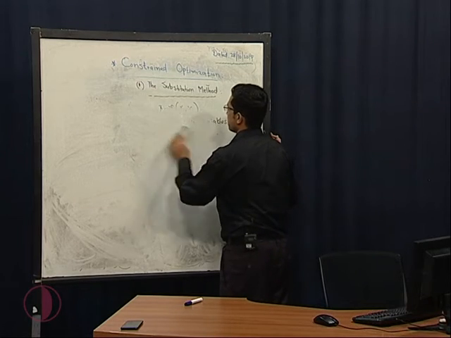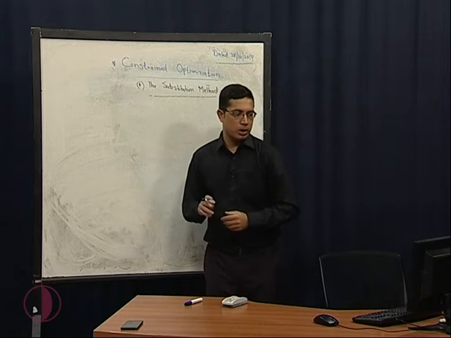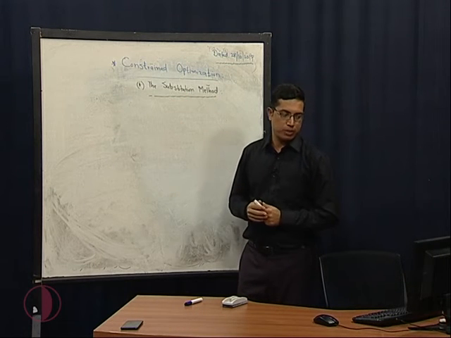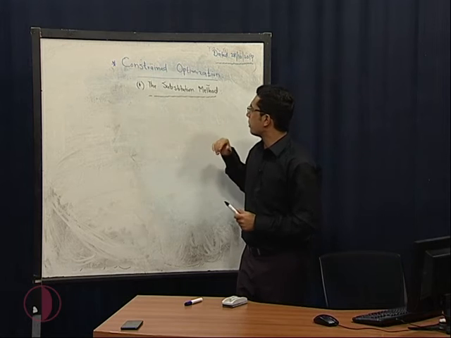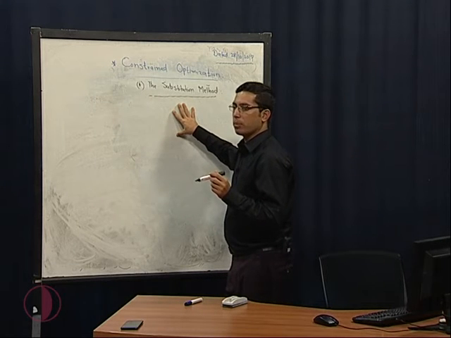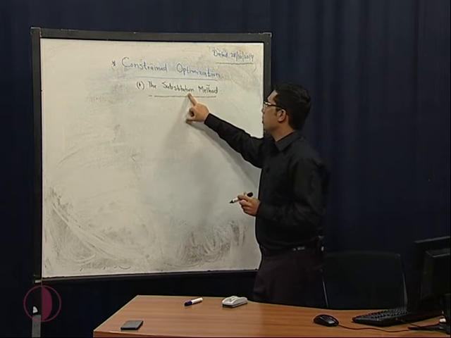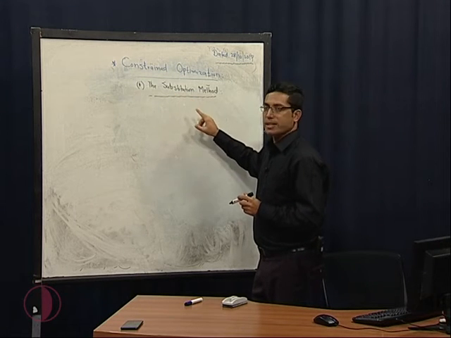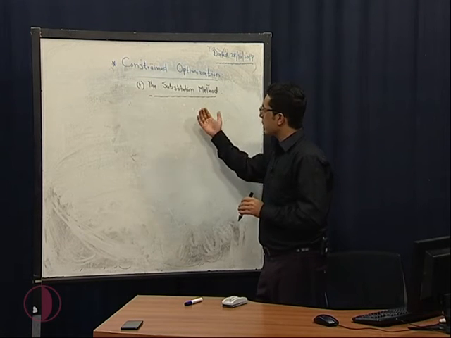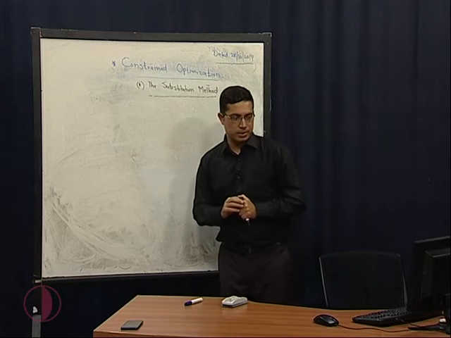Let me give you a specific example. This procedure converts a constraint optimization problem into an unconstrained optimization one. So first we have a constraint optimization problem, but with the use of the substitution method, we can get the unconstrained optimization function from the constrained one. Then we can solve it for x and y, which are known as the decision variables.